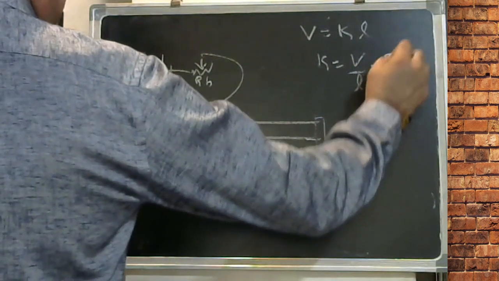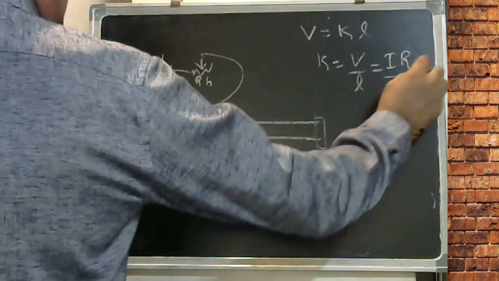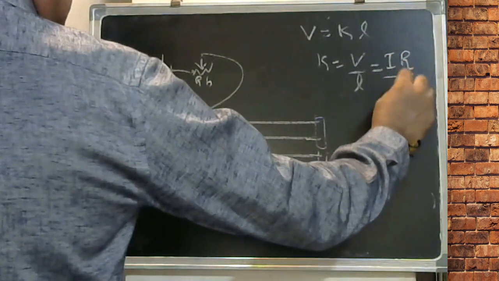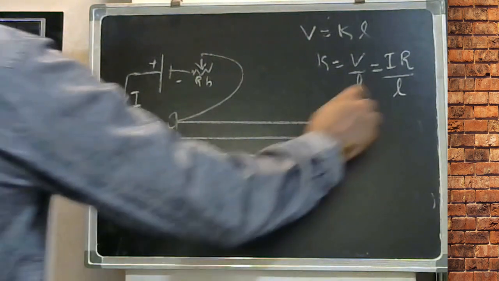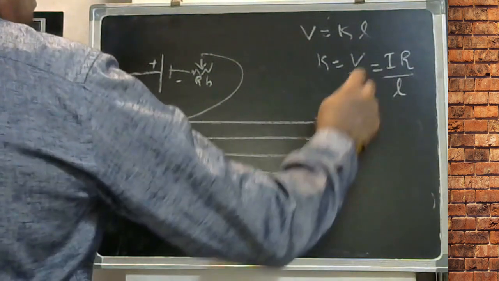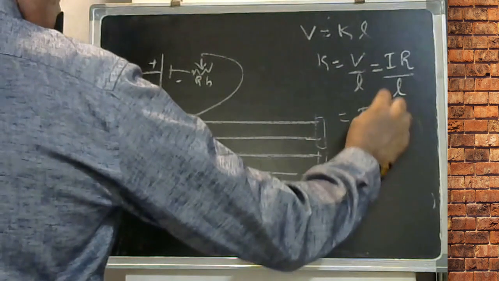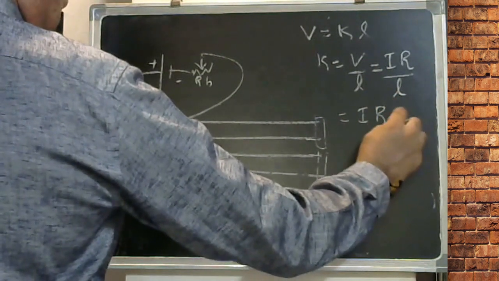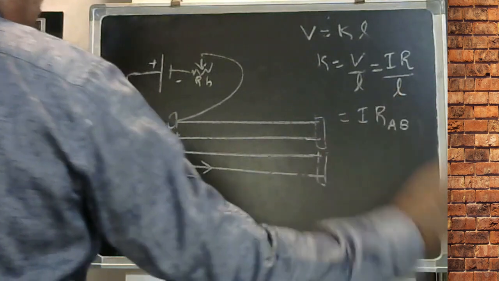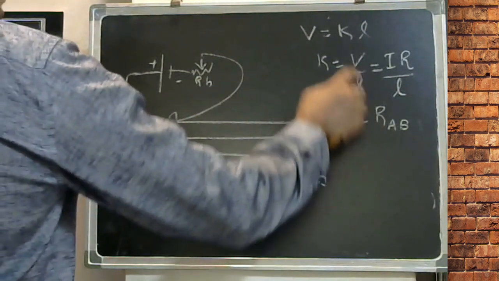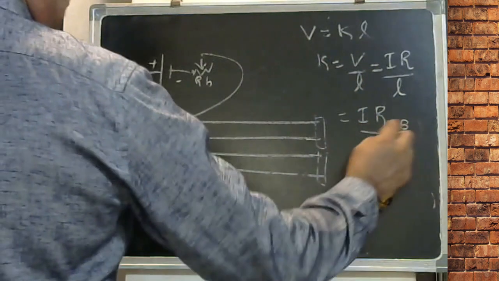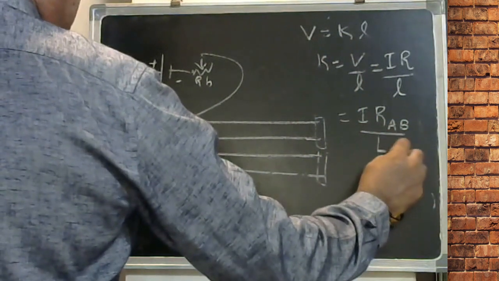And K is IR by L, where L is length. Now it's a very important piece of information I'd like to tell you. What is L and what is R? My resistance R is the resistance of the potentiometer wire. Any other resistance connected in the circuit is not going to be considered. My voltage drop in the whole length AB is my I R_B, and the length is going to be the complete length of the wire AB.